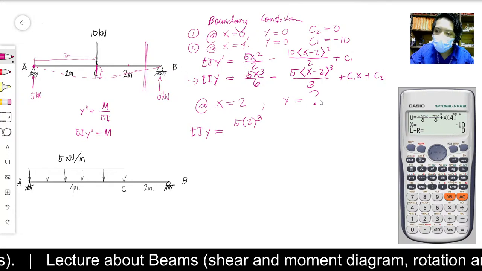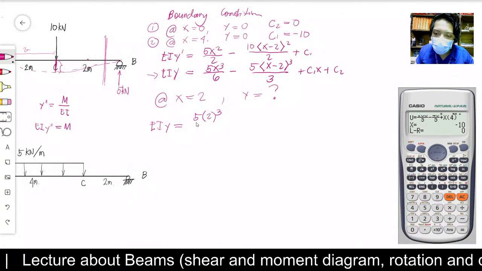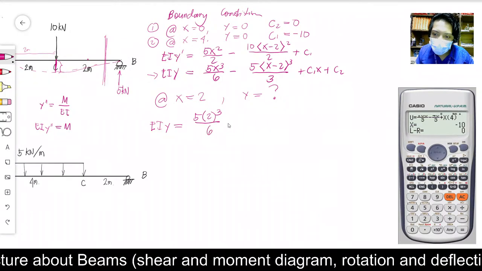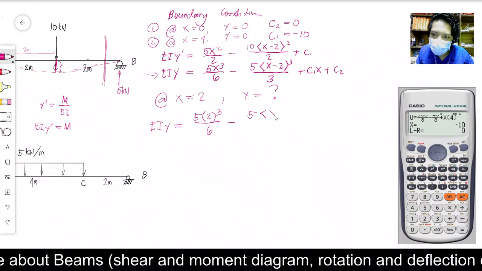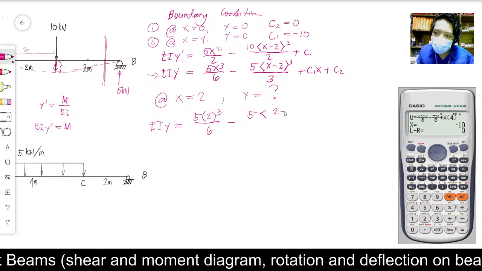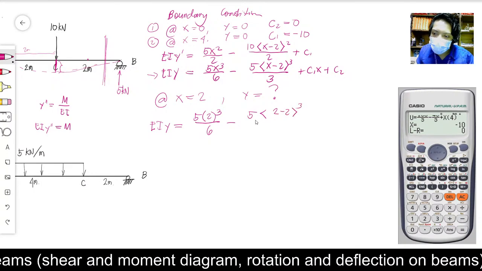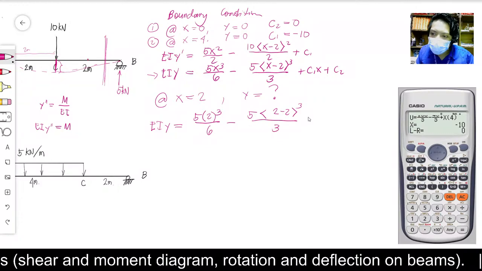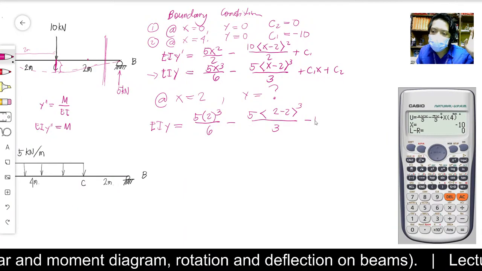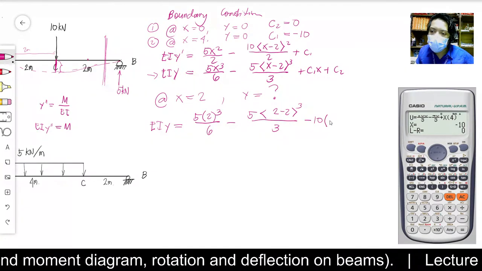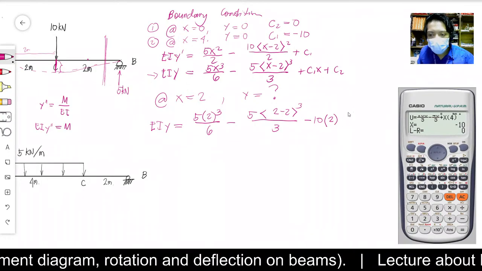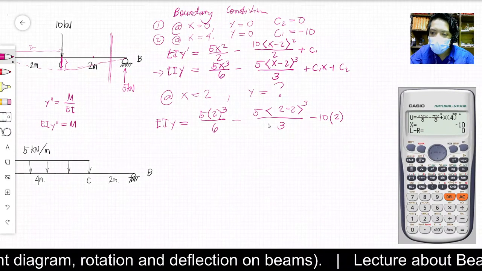5x cubed over 6 minus 5x. X is 2, so 2 cubed over 3 plus C1, which is negative 10. So, negative 9 minus 10. And your value for x is 2, plus C2. C2 is 0, so there is nothing to add there.